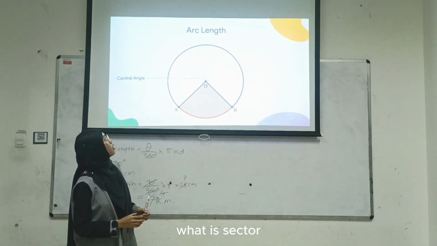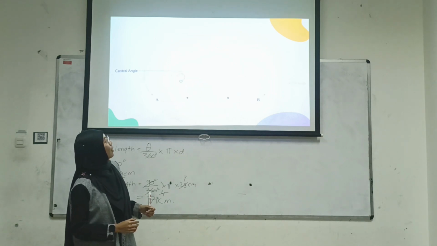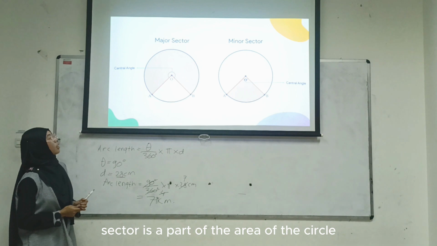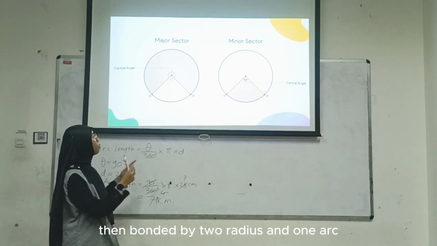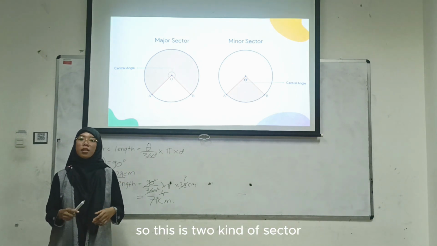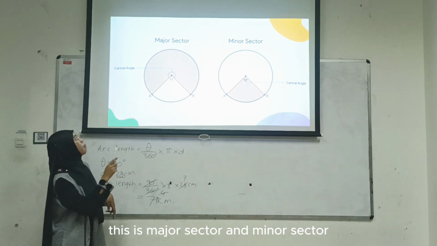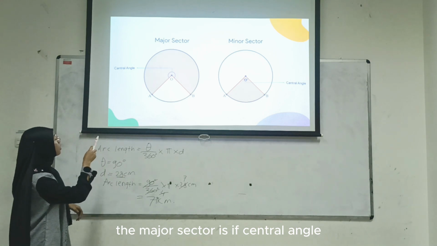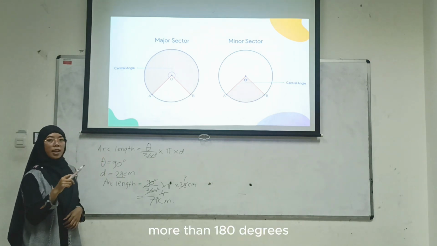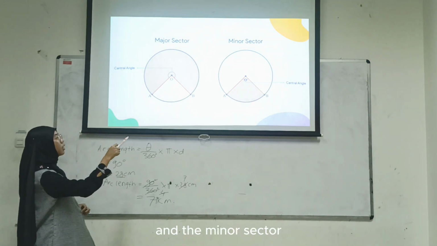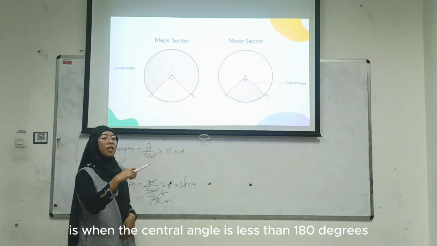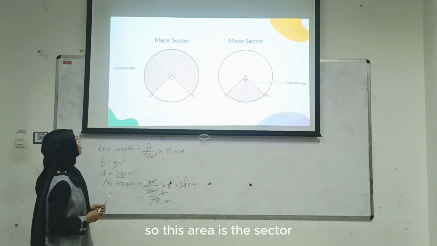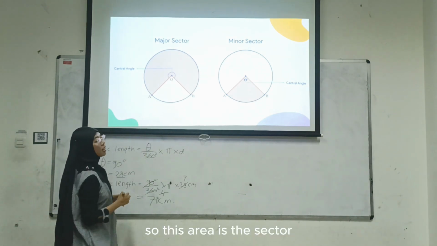What is a sector? A sector is a part of the area of the circle that is bounded by two radii and one arc. So there are two kinds of sectors: major sector and minor sector. The major sector is when the central angle is more than 180 degrees, and the minor sector is when the central angle is less than 180 degrees. So this pink area is the sector.